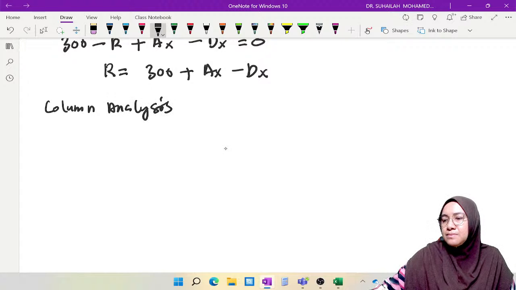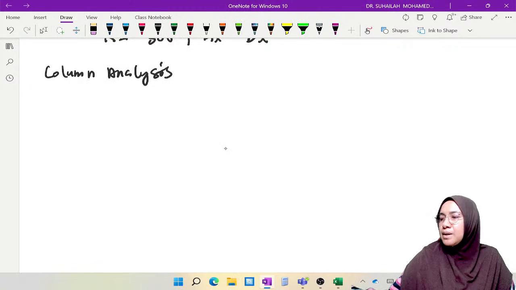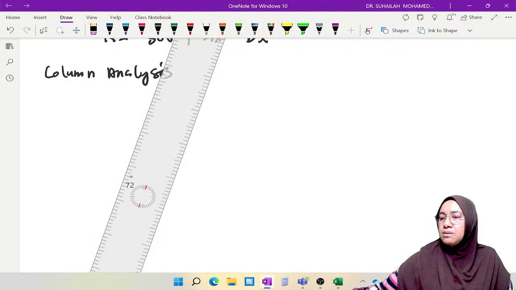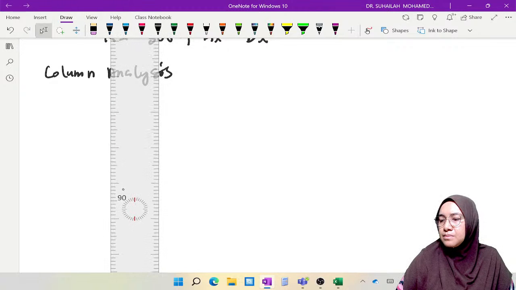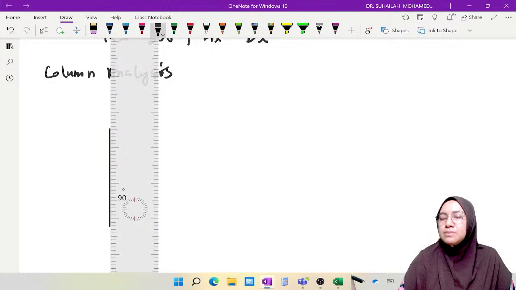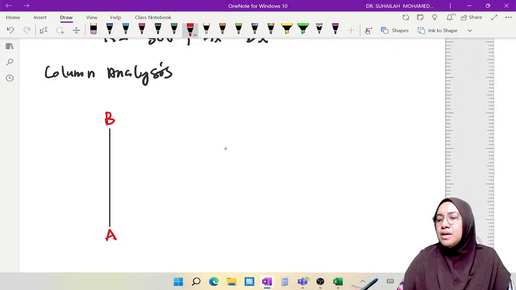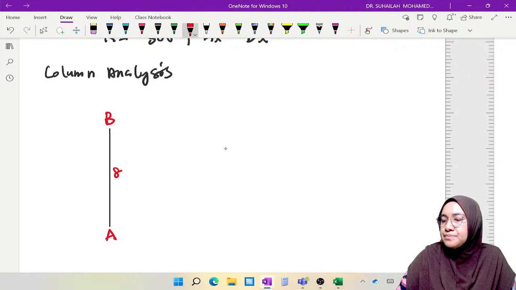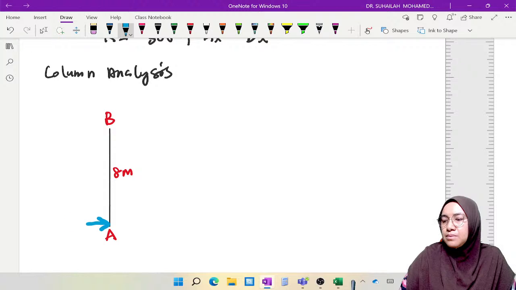Column analysis. Okay, we have column AB. Cantik kena pakai ruler juga. Okay, sekejap. Column AB, this is A, this is B. Column AB is 8 meter. Tadi ada AX kat sini.